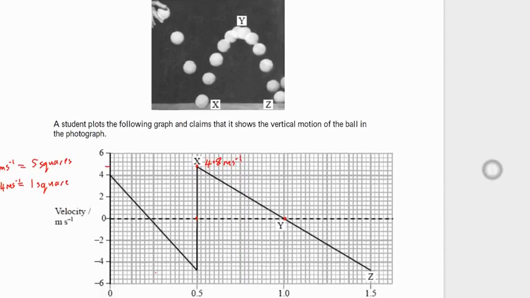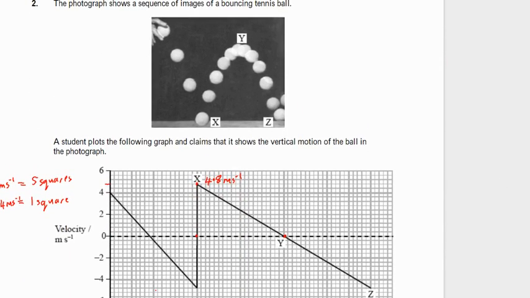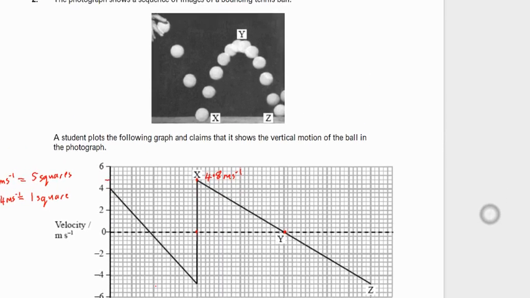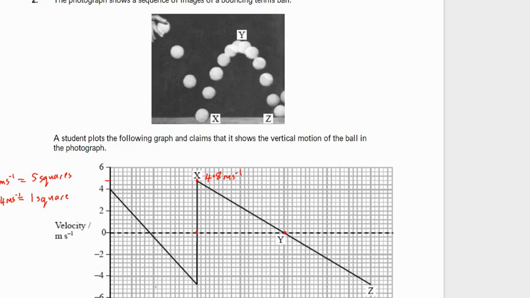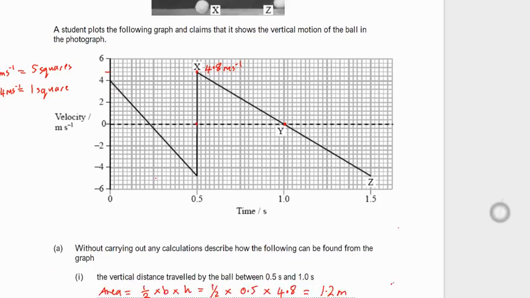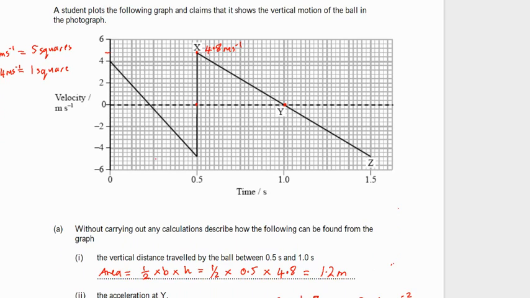Okay, question 2. The photograph shows a sequence of images. Now, as we discussed in lesson as well, there are some errors with this, but let's go step by step. So without carrying out any calculations, describe how the following can be found from the graph. The vertical distance, I've worked it out. It says without calculation. I didn't see that, so that's my mistake.